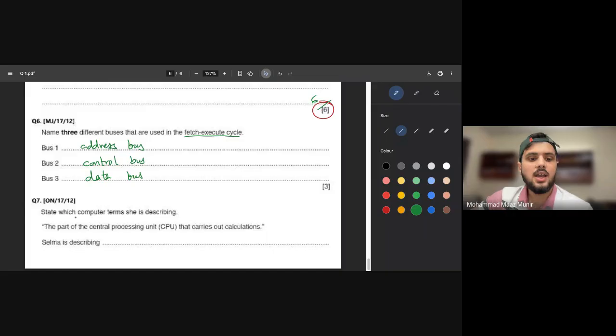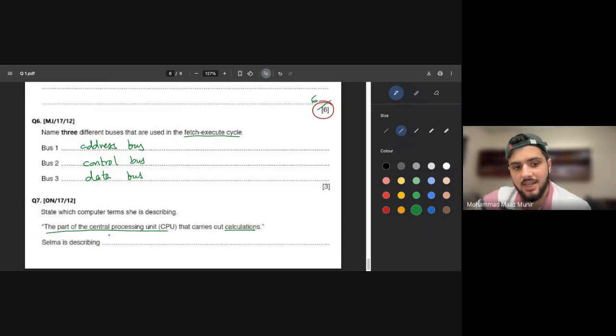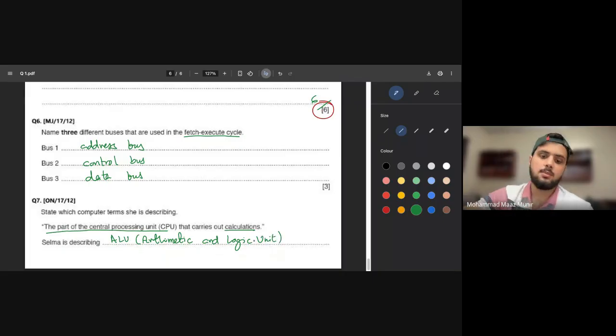Easy number, see? And then this says the part of the CPU that carries out calculation. तो अभी हमने क्या पढ़ा था कि आपके पास वो कौन सा part होता है which deals with arithmetic calculations? ALU. So आपने ये बोलना है, it is describing ALU, which is basically, bracket के अंदर पूरा बता देना, arithmetic and logic unit. And you are going to get marks for this.